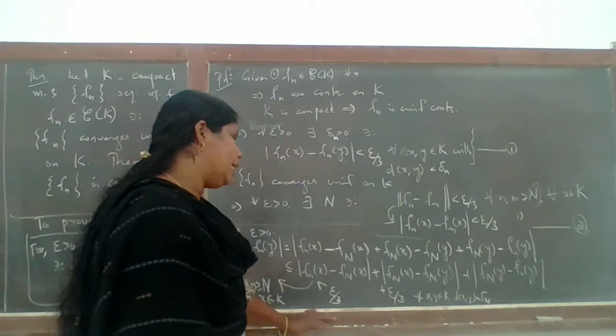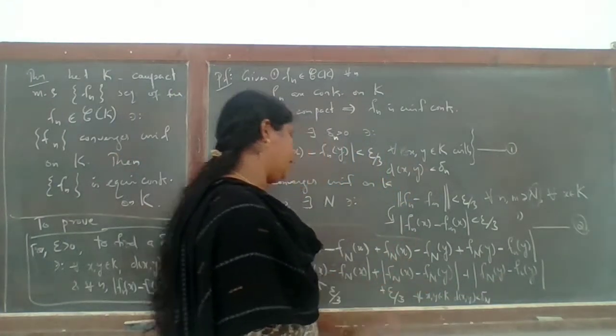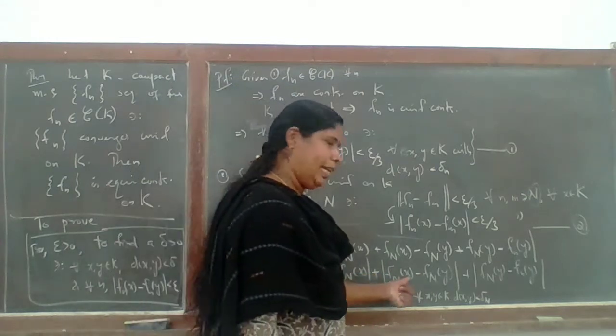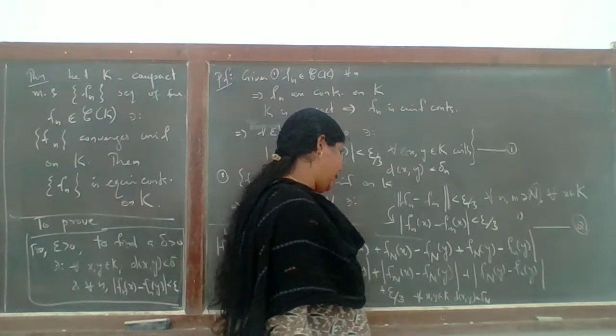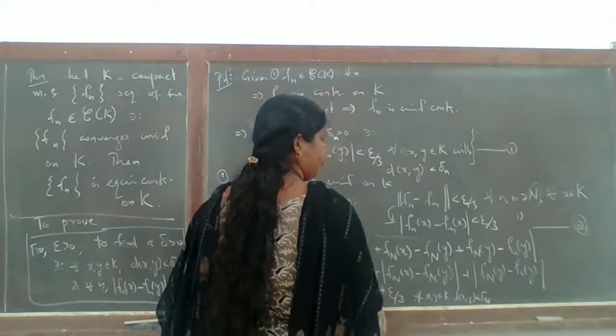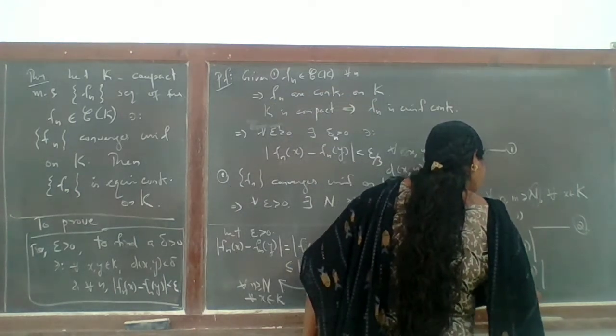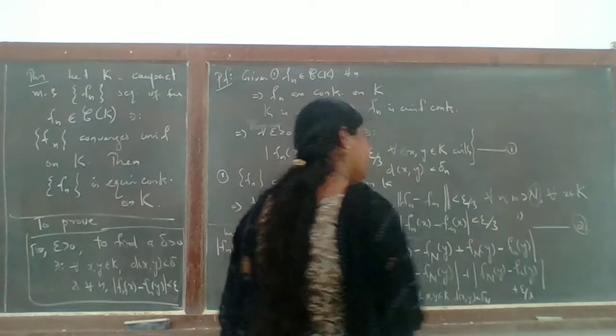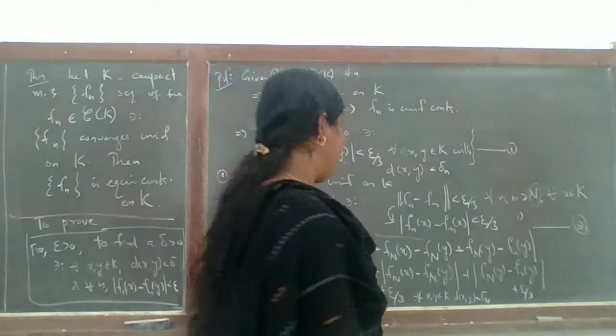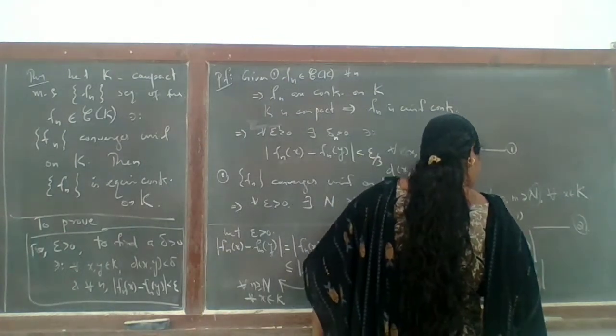d(x,y) less than delta_N. That is the condition required here. Okay, and this is for a particular function f_N. So now what about the last one? This also can be made less than epsilon by 3. This is |f_N(y) minus f_n(y)|.